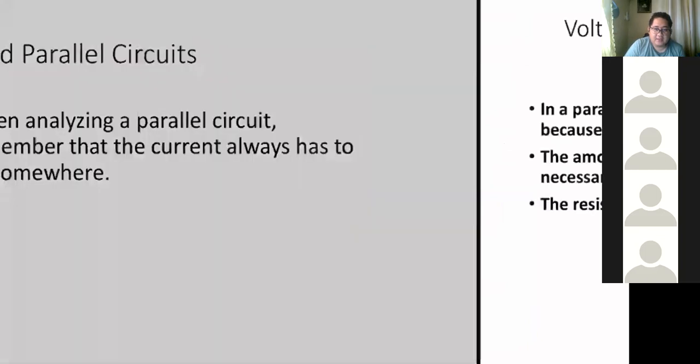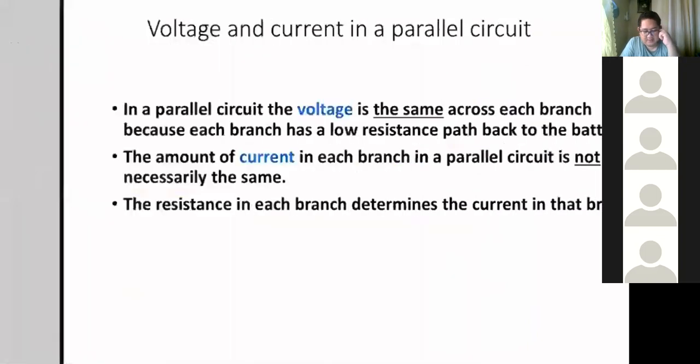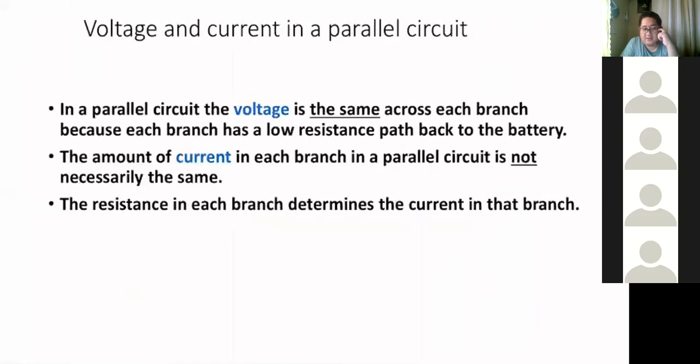Okay? And then, in parallel circuit, the voltage is the same. Okay? So, constant yung voltage. Because each branch has low resistance path back to the battery. Then the amount of current in each branch in a parallel circuit is not necessarily the same. So, na-establish na natin yan. And the resistance in each branch determines the current in that branch. Okay? So, again, depende sa value ng resistor natin kung ilan yung gusto niyang tanggapin na current. Okay? Kung hanggang dito lang yung gusto niyang tanggapin, lahat ng remainder ng current will be transferred sa ibang branch. No?